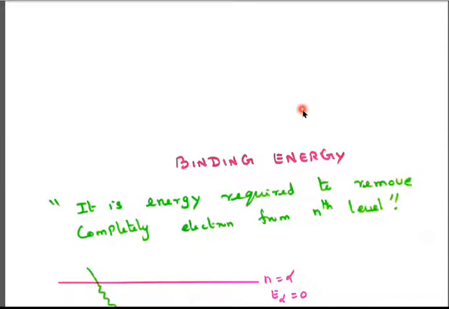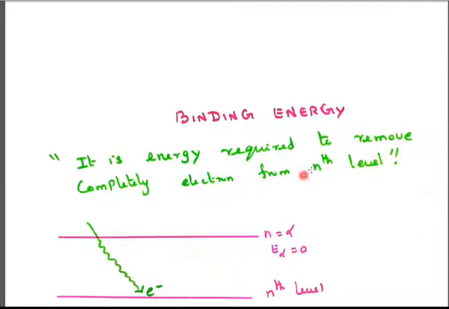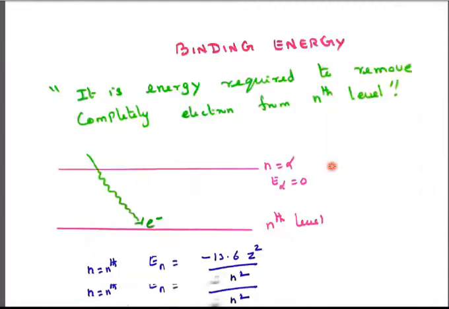Next slide topic, binding energy. It is the energy required to remove an electron completely from the nth shell. So this is, for example, any nth level. From the incidence of a photon of energy, the electron falls into any one of the nth levels, and this is the infinity level. The energy at infinity is equal to 0. So n is equal to the nth level.